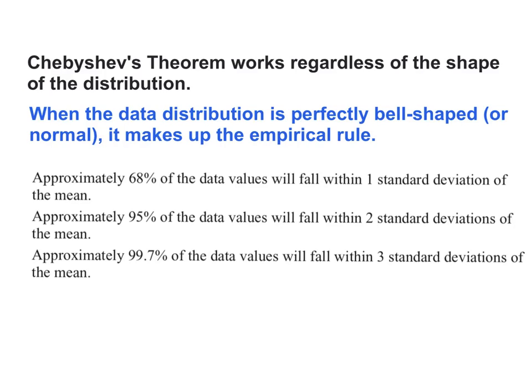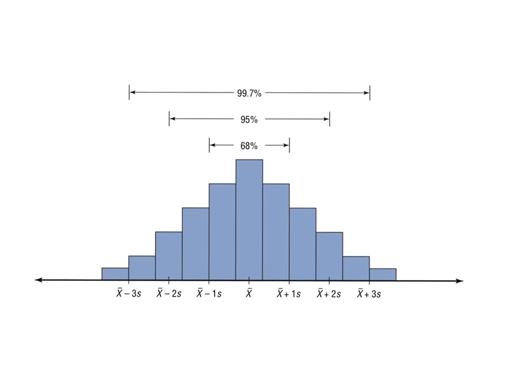Here's what we're talking about for a perfectly bell-shaped distribution. Notice here we have the mean right here in the center. This is the mean plus one standard deviation, plus two standard deviations, plus three standard deviations. And this is below.